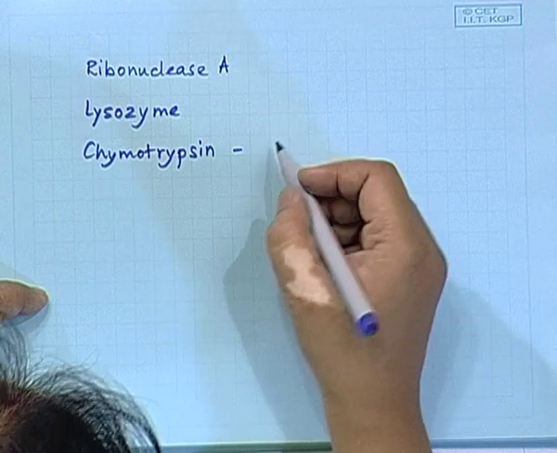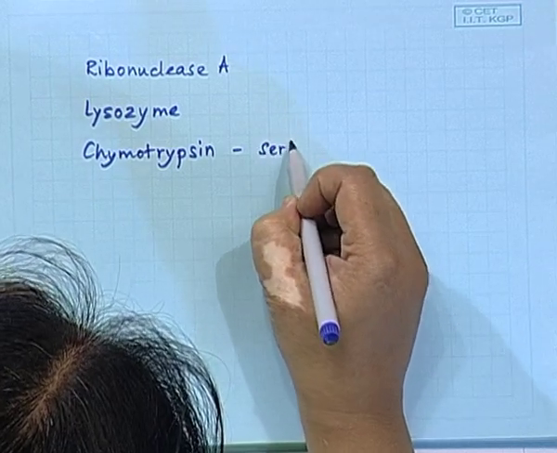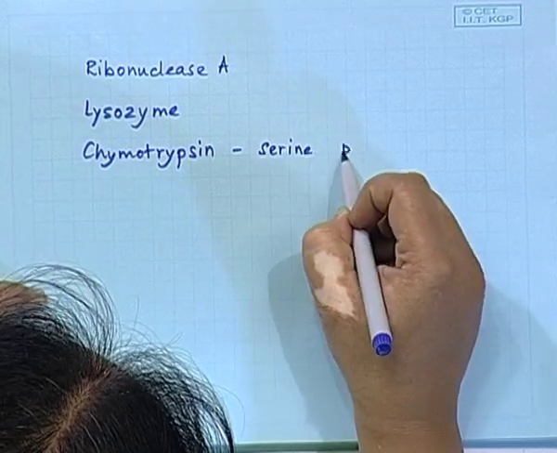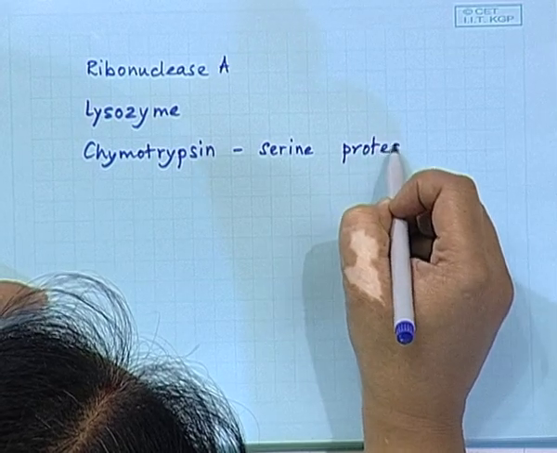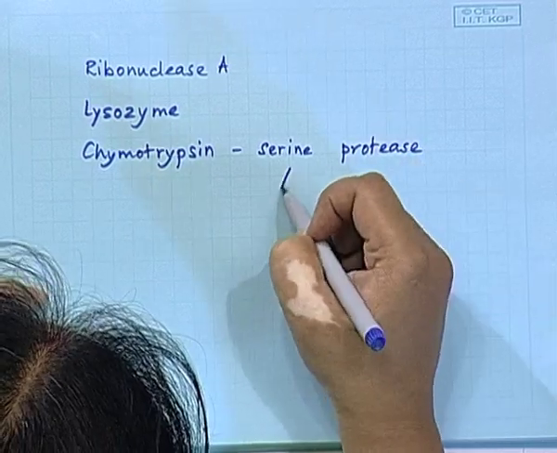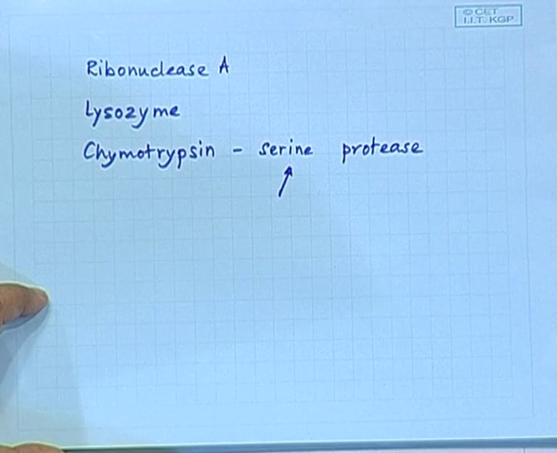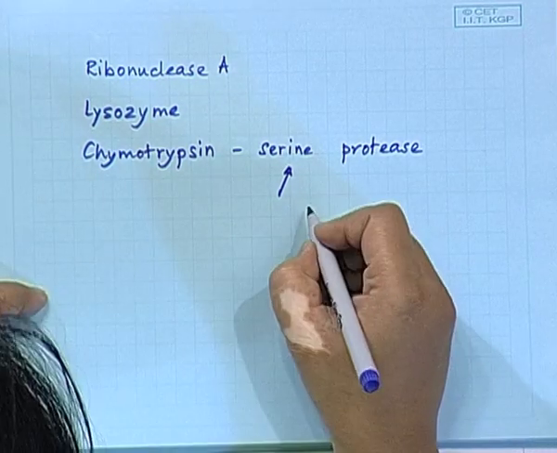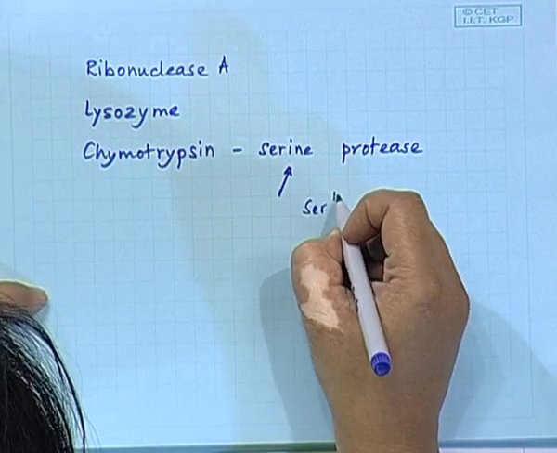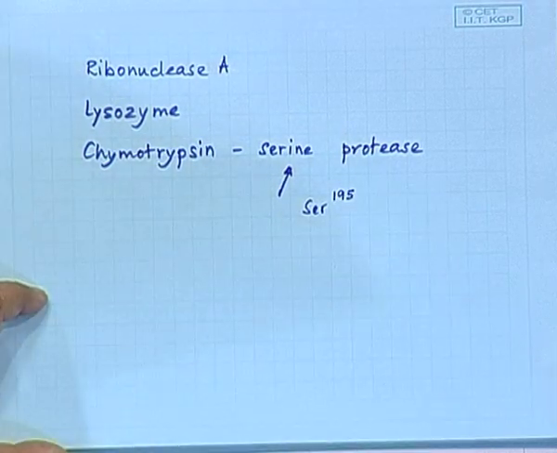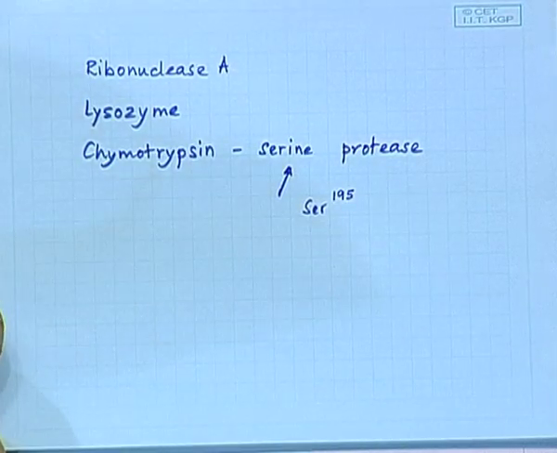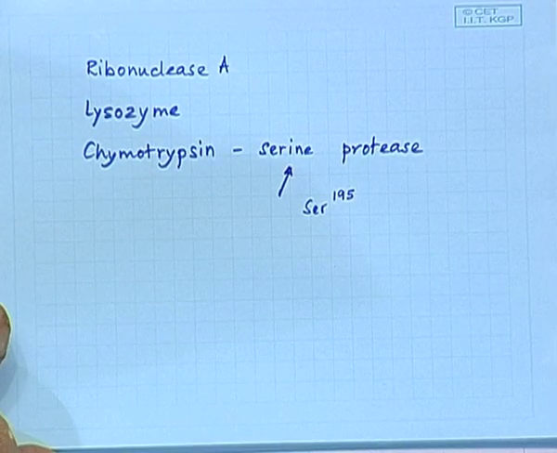Chymotrypsin is a serine protease. What does that mean? It means that its active site has a serine. That is why it is called a serine protease. Which is this serine? Serine 195. Okay. What does the serine 195 do? It forms a covalent link with the specific polypeptide chain that has to be cleaved.